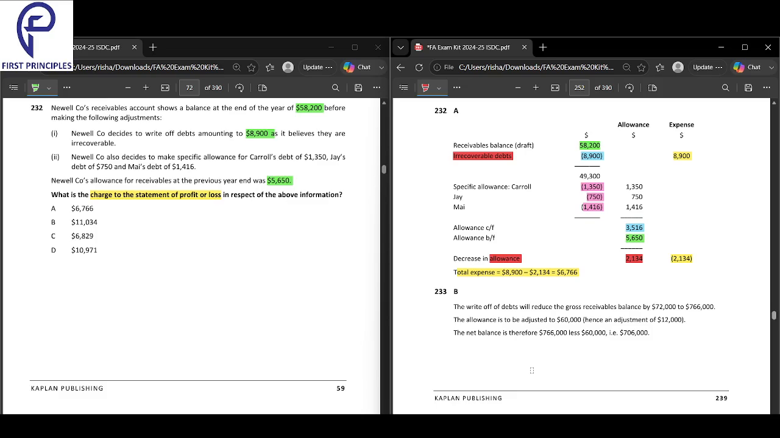Decrease हुआ है, and that's why we are taking the 8900 minus the decrease. Perfect, thank you. That is about this.